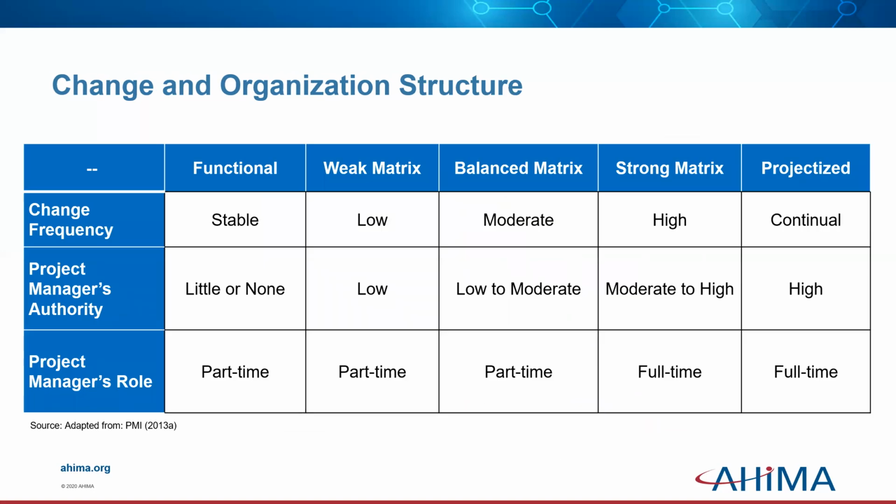And here is a nice graph about the change in organization structure that you should hear more about. It includes the change frequency, the project manager's authority, and the project manager's role. And it's divided by functional, weak matrix, balanced matrix, strong matrix, and projectized. Everything that we just talked about is in a nice little graph. Hopefully it makes it easier for you to comprehend.